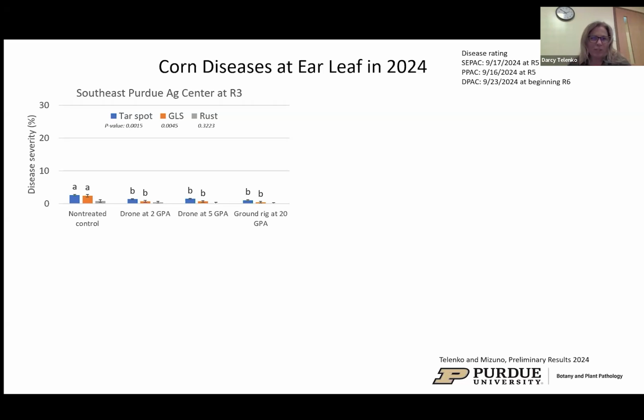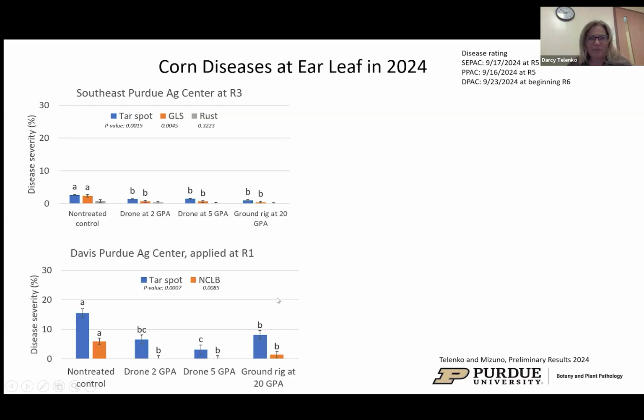But from this data in 2024, we in Southeast Indiana had tar spot, gray leaf spot, and rust. And as you can see from the data, all the ways we applied it, the drone at 2 gallons per acre, 5 gallons per acre, was similar to the ground rig. So at that low disease level, it looks really good on reducing disease over not treating with a fungicide.